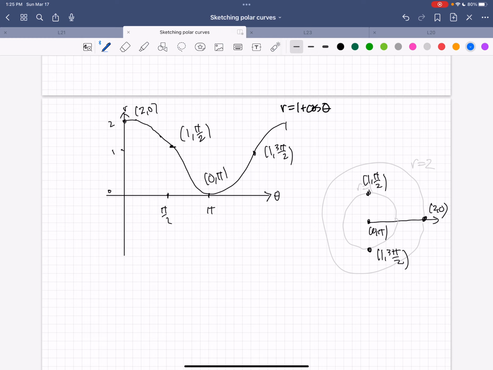So let's say we choose pi over 3. Then now we have r is 1 plus cos pi over 3. So that's 3/2. So that's halfway between, so pi over 3 would be halfway between, something like that. Let's do some more. Well, we know that if we have that one, we'll also have the same one at 5 pi over 3, because that's the same as cosine of negative pi over 3. So that would mean right here.